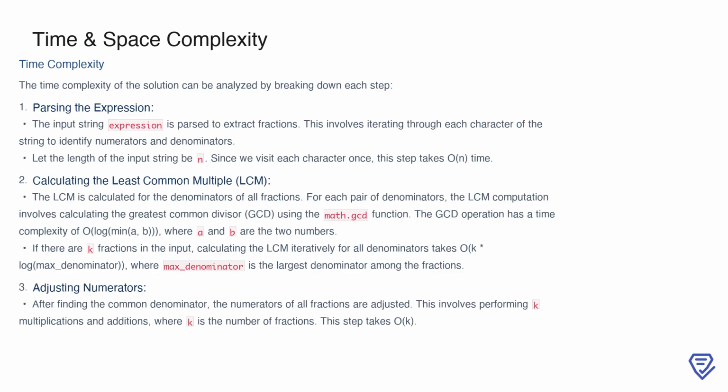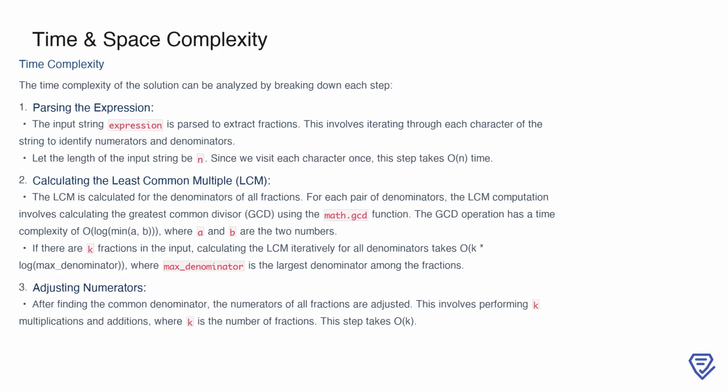Next, we compute the least common multiple, or LCM, of the denominators. For each pair of denominators, we use the GCD function, which operates in O(log(min(a, b))) time for inputs a and b. If there are k fractions in the input, calculating the LCM iteratively for all denominators results in a complexity of O(k * log(max_denominator)), where max_denominator is the largest denominator among the fractions. Finally, we adjust the numerators to align with the common denominator.